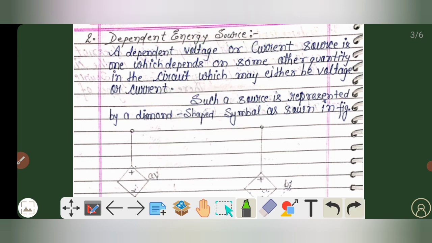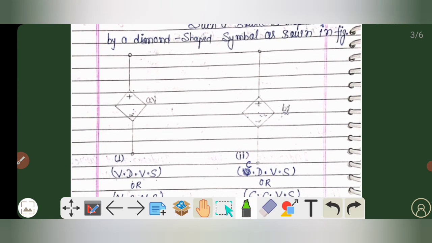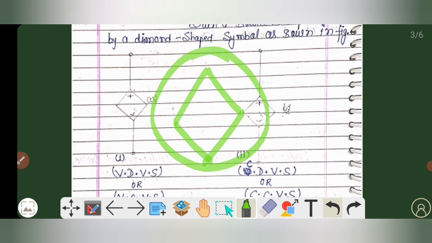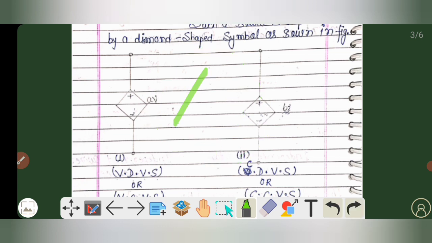Now, as we proceed further, as you can see, this is VDVS, meaning voltage dependent voltage source. As you know, a dependent source is represented by a diamond shape. This representation shows that the source is dependent, and if we represent any source with the help of a circle, then that represents an independent source. In this figure, as you can see, the symbol is diamond-shaped, so first of all we can say that this is a dependent source.